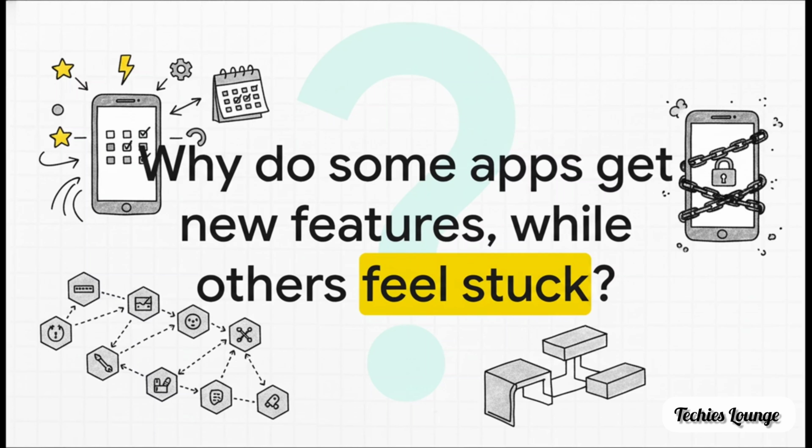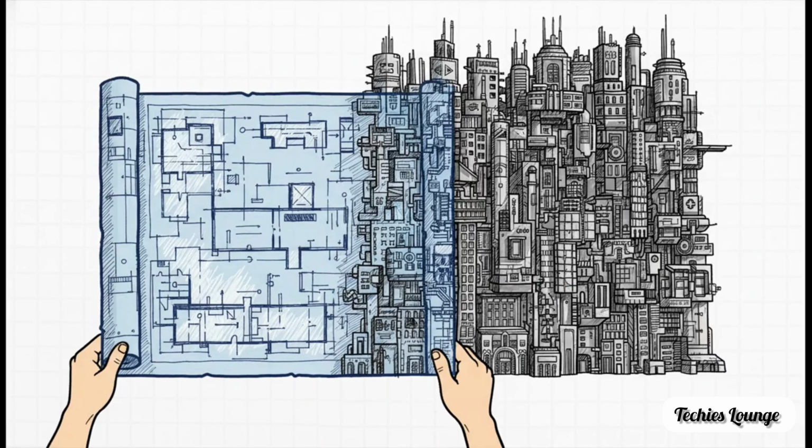So have you ever noticed this? You've got one app on your phone, and it feels like every week there's a cool new feature, a slick new design. And then there's that other app that hasn't changed since you downloaded it years ago. Why is that? Well, you might be surprised to learn it often has nothing to do with the company's size or how many developers they have. No, it's all about the blueprint.